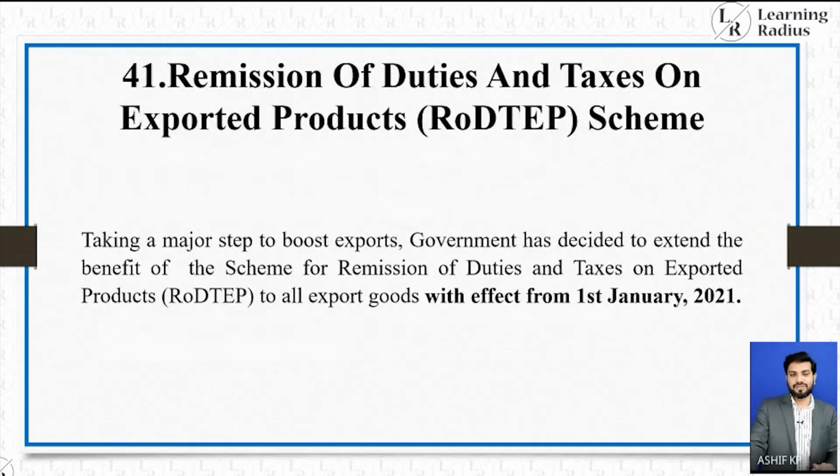The first topic of discussion is remission of duties and taxes on exported products scheme. Taking a major step to boost exports, government has decided to extend the benefit of the scheme for remission of duties and taxes on exported products to all export goods with effect from 1st January 2021.